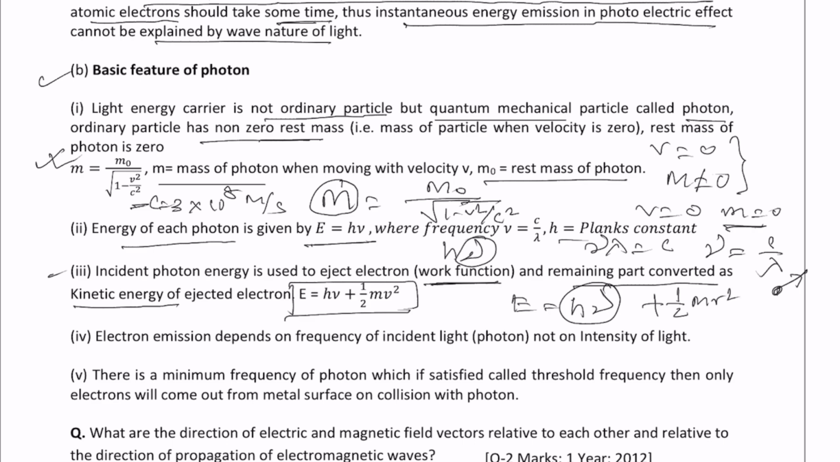So electron emission depends on the frequency of incident light, not on the intensity of incident light. This is very important, okay? If frequency is higher, then electron emission will be higher. Now there is a minimum frequency of photon, the threshold frequency, and only if it is satisfied will the electrons get emitted from the surface. So these are the basic features of photons.